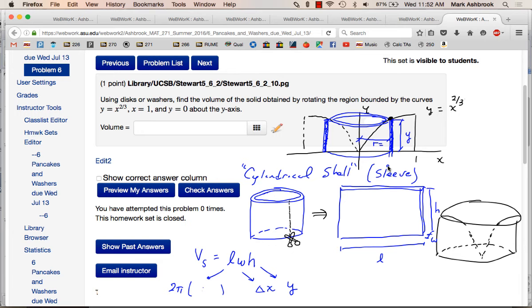X coordinate, y coordinate, change in x, change in y. X coordinate. The radius of the shell is the x coordinate. So it's going to be 2 pi x, because x is the radius of the shell. Our delta x tells us we've got to get everything in terms of x. So this 2 pi x is fine. We're just going to leave it as it is, right? 2 pi x times what is y? Y is our x to the 2/3. dx.